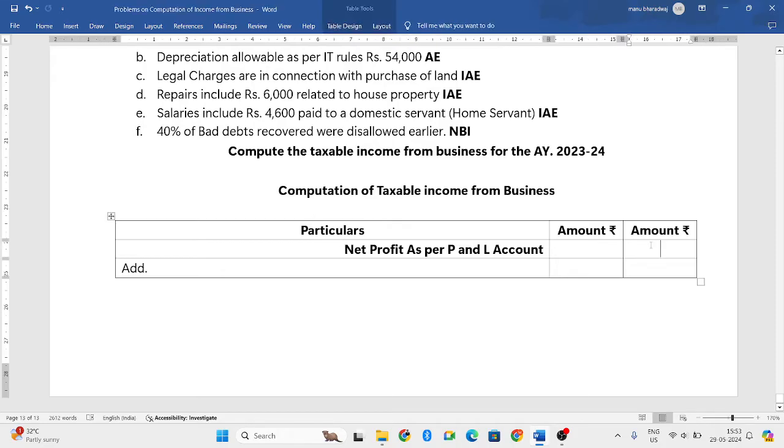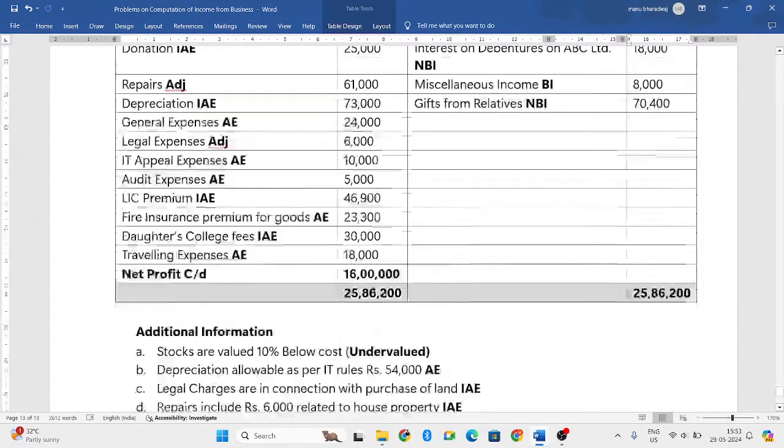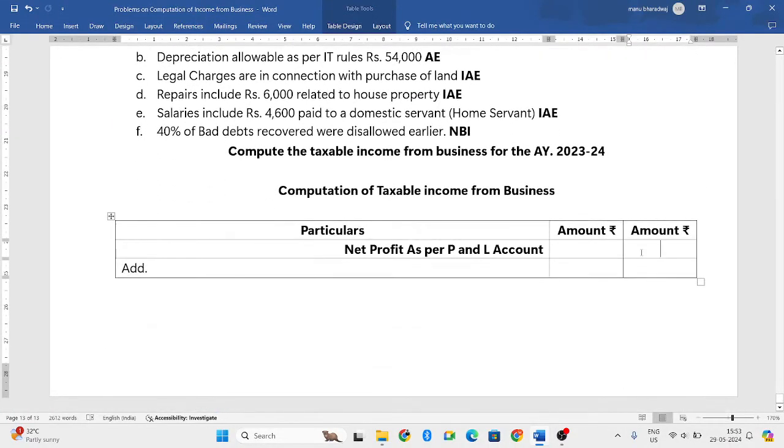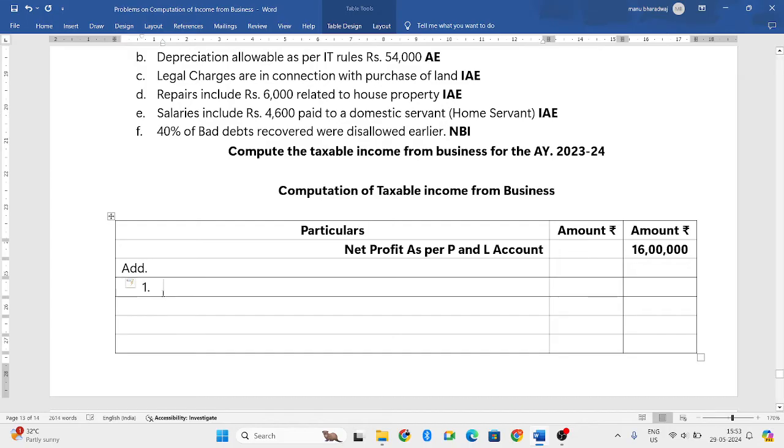Keeping this information, now let us prepare a table to compute the taxable income from business. First, as you all are aware, we have to write the net profit. They have given the net profit, it is 16 lakh rupees. For this net profit, we will be adding 4 items. First one is inadmissible expenses debited to P&L account, means shown in the P&L account.